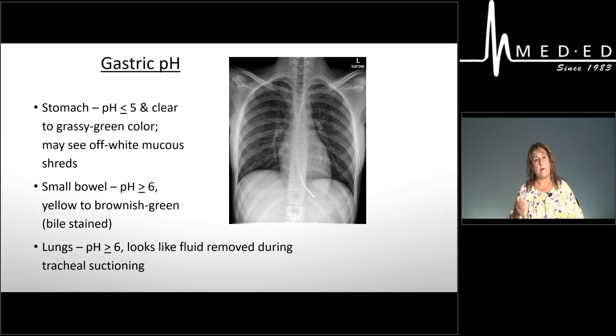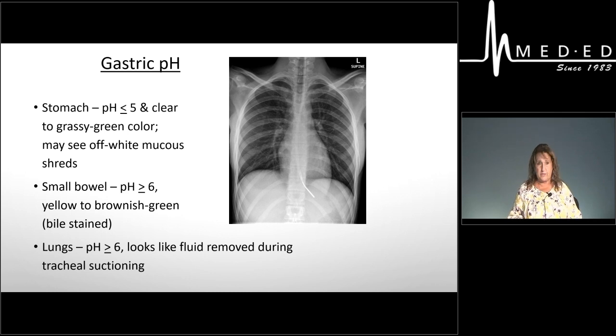You might see some off-white mucus shreds, but your pH is going to be the telltale sign. If it's in the small bowel or the lungs, the pH is going to be higher, so over 6. In contrast to the small bowel, which might give you a yellow to brownish green or bile-stained aspirate, if it's in the lungs, then the fluid removed might look more like what you see when you do tracheal suctioning.